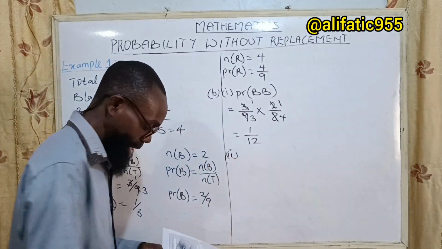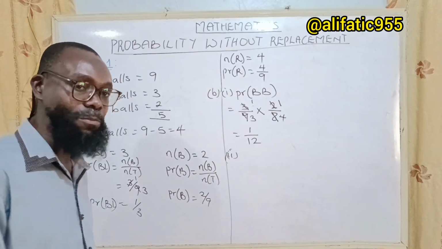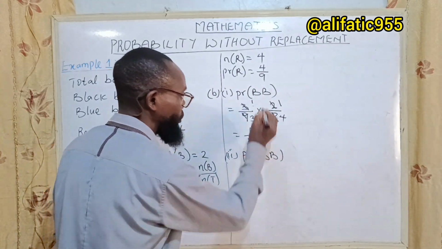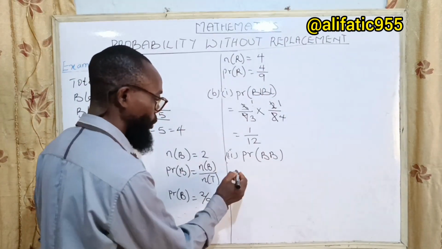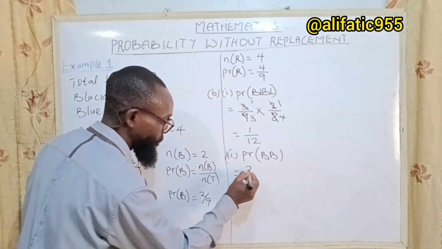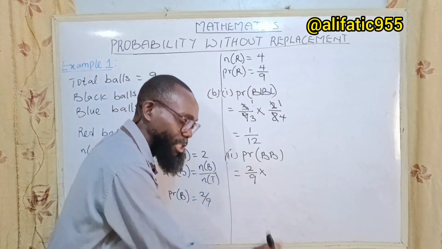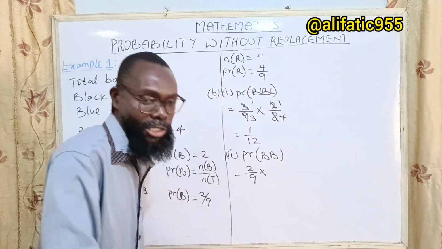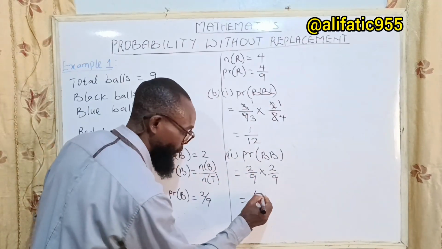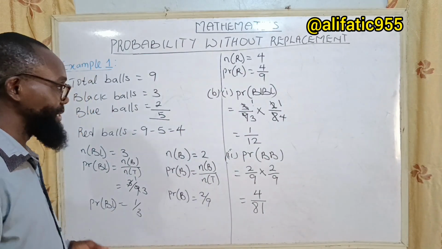Second one, if both of them are blue, if there is a replacement. Now, if there is a replacement, it means nothing is decreasing. So probability of blue, don't forget this one is black. Probability of blue will now be, where is that? Blue is 2 over 9. That's the probability. Number is 2, total number is 9. Times, since when one of these is removed, they now replace it back, nothing is decreasing. It means 2 over 9 as well. So we now have 2 times 2, 4, over 9 times 9, 81. So this is how to go about this.